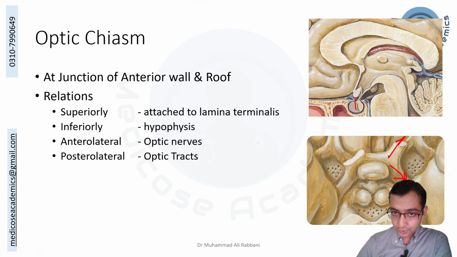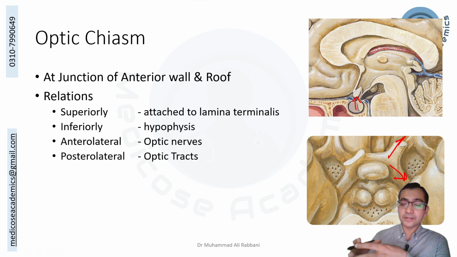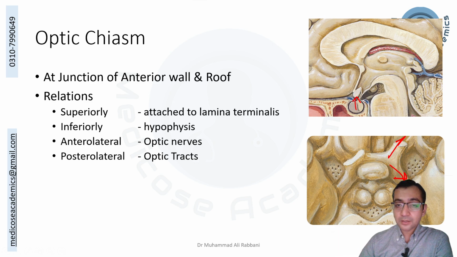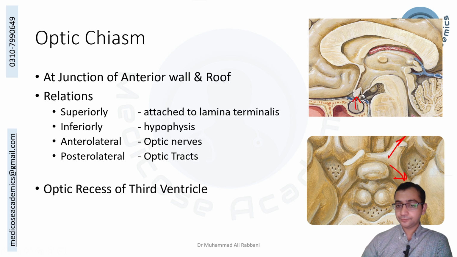This relation of the pituitary to the optic chiasm is very important, because any pathology that increases the size of the pituitary, in most cases a tumor, leads to compression of the optic chiasm and related visual defects. And here there is an optic recess of the third ventricle on top of it.